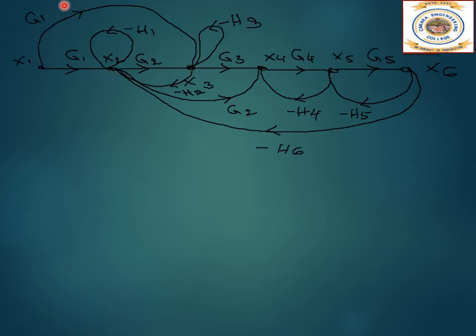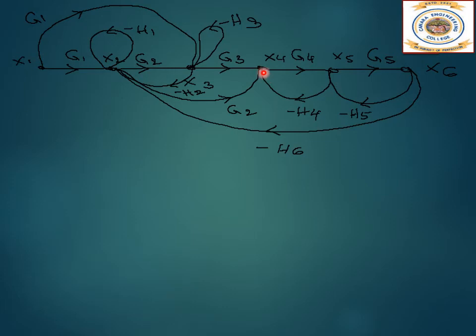Then we have G1, this one here, G1 minus H2, then we have G2, G4, G5. This is the fourth forward path. Next we will check out the loops also. First is G2 minus H2, one loop.